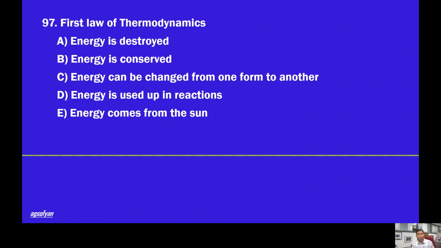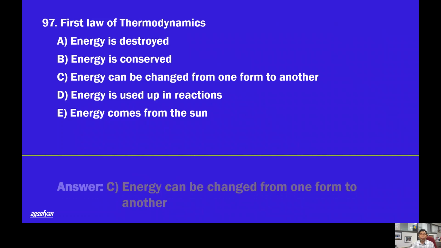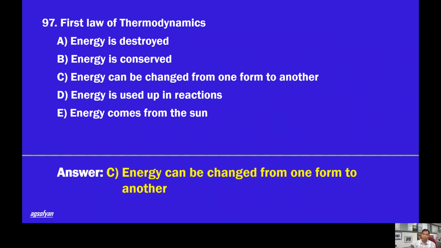Number 97. The first law of thermodynamics. Energy is destroyed, energy is conserved, energy can be changed from one form to another. Energy is used up in reaction, energy comes from the sun. Choose your answer. Yes, so the answer is energy can be changed from one form to another form. From light energy into chemical energy, from chemical energy into ATP, and also heat.